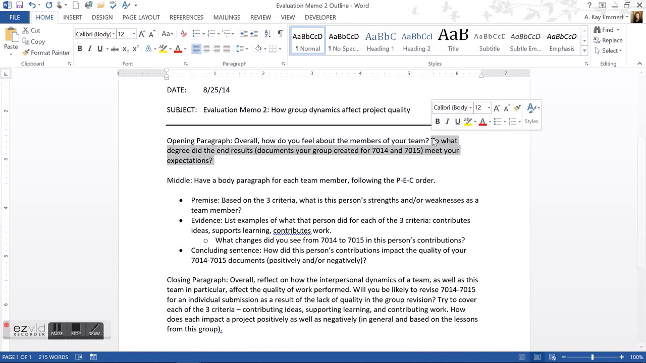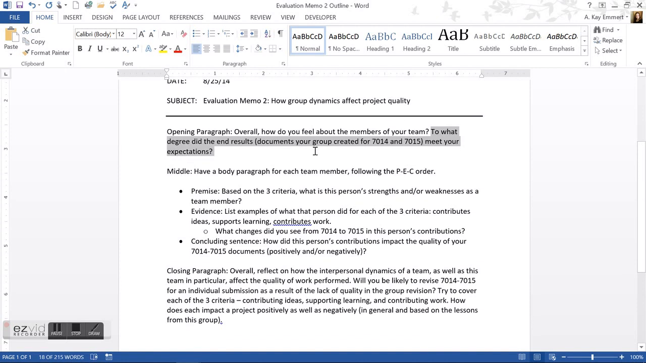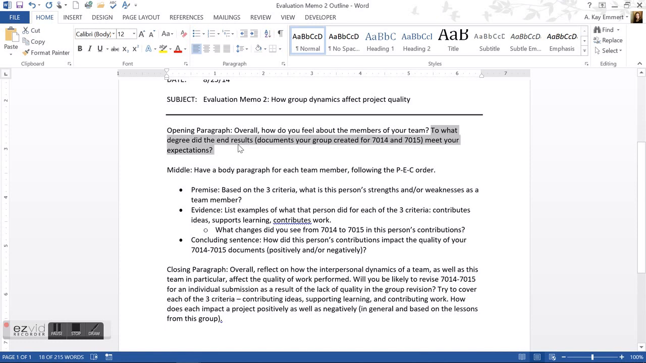To what degree did the end results of the documents, so the internal communication, the proposal, the slideshow, even the request for proposal and all that, did they meet your expectations? Do you feel satisfied with the quality of work that your team produced? And you can be honest. You can say, I'm pretty satisfied, but I wish that X, Y, or Z had happened as well. So I'm going to be looking for complex ideas. This is not one of those things where I'm just looking for everybody to be happy.